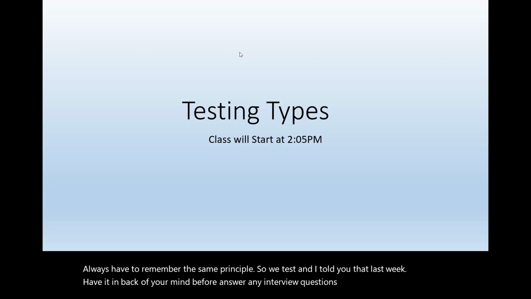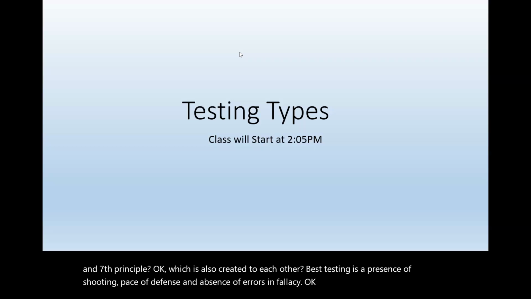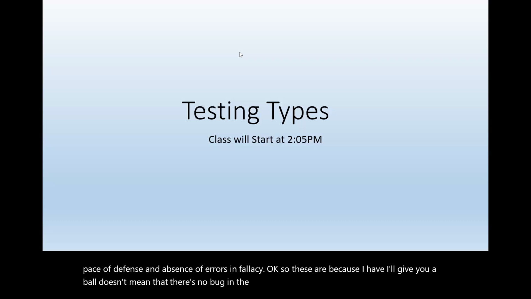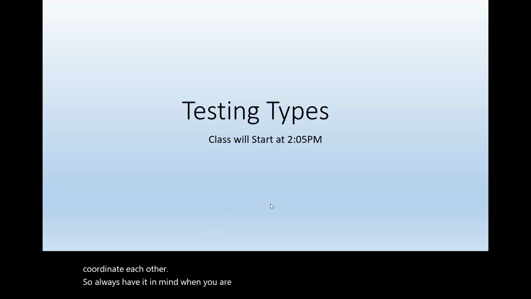So we also talked about the 6th and 7th principle, which are also correlated to each other. Testing shows the presence of defects, and the absence of errors fallacy. Because I give you a bug doesn't mean that there's no bug in the system. So these 6th and 7th principles correlate with each other. So always have it in mind when you're doing this. Does anyone have any questions regarding what we did last week?